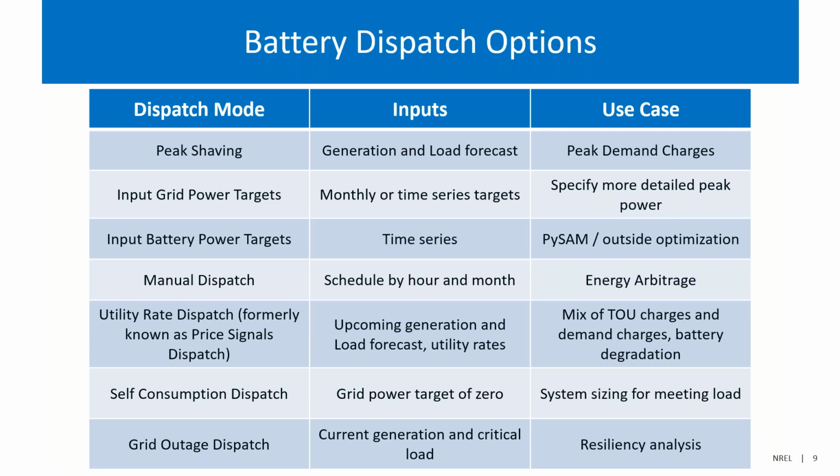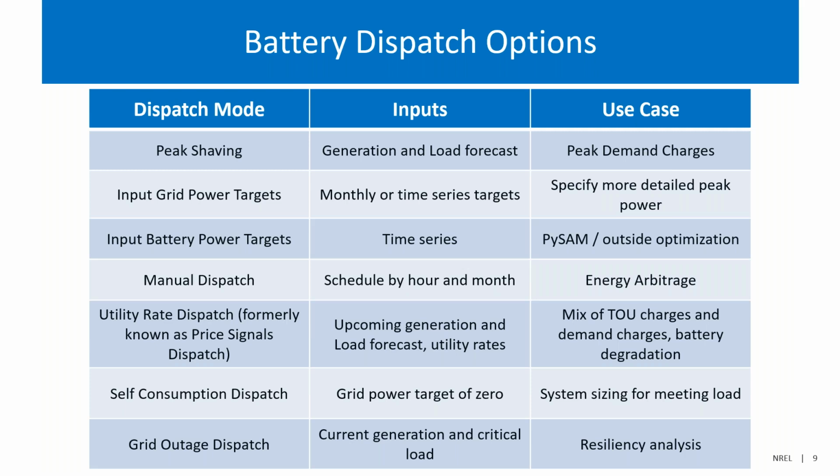Manual dispatch specifies the schedule by hour and month, and we typically see that used for energy arbitrage with time of use rates. We have the utility rate dispatch algorithm, which was formerly known as price signals dispatch, which utilizes those upcoming generation and load forecasts as well as the utility rates. And we've seen it's best used when there's a mix of time of use charges and demand charges. And it's also one of the only built-in algorithms to SAM that's actively accounting for battery degradation costs in its dispatch. The one that's new is the self-consumption dispatch, which is an easy way to enter a grid power target of 0, which we anticipate will be useful for system sizing for meeting a whole system load.